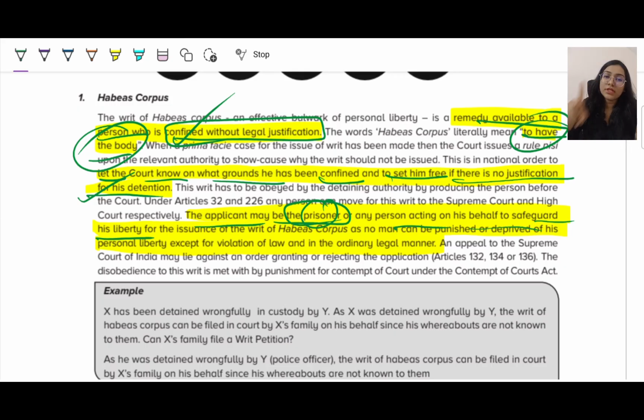So we have revised the first writ petition, which is habeas corpus. This is "to have a body", the keyword of this writ. If you are arrested or confined without any legal justification, then go ahead and file this writ petition. The court will ask what is the reason that you are arresting or confining this person, and if there is no legal justification, then they will release you.